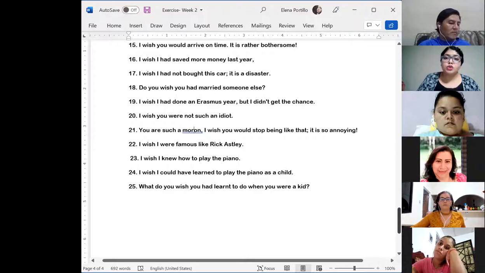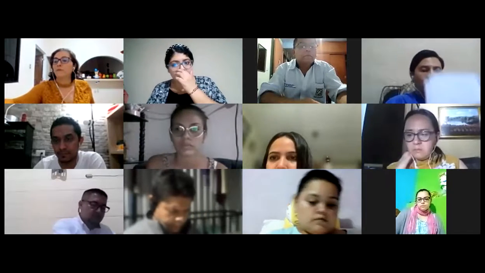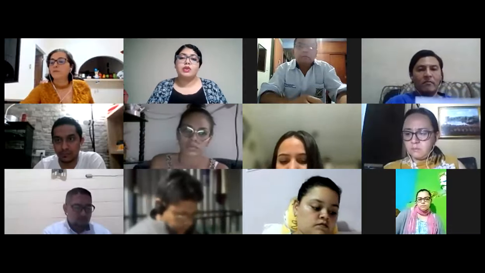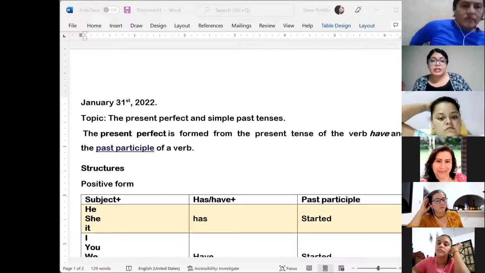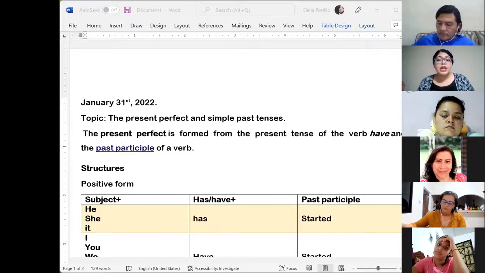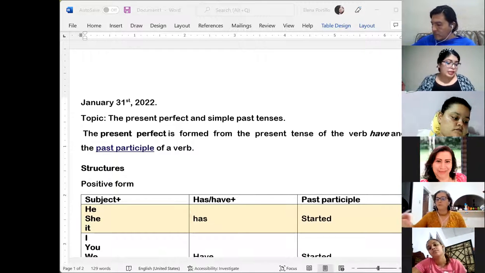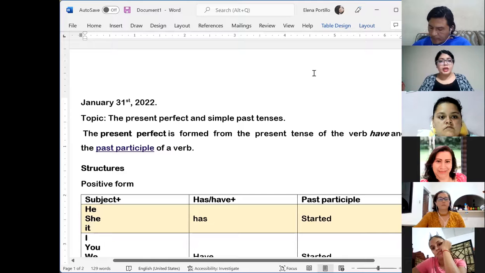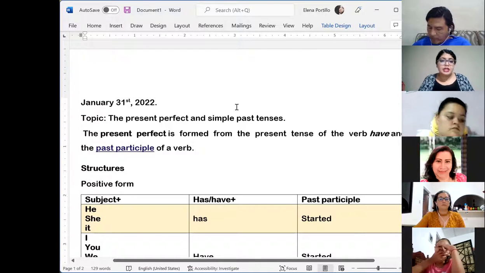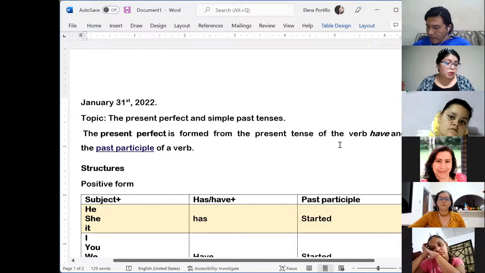So let's go to the new topic that we are going to develop today. We are going to talk about grammar or some topics in grammar. We have the present perfect and the simple past tense. But right now, we are going to talk about the present perfect. That is the first part for today. Present perfect. So, here we have that a present perfect is formed with the present tense of the verb have and the past participle of a verb.